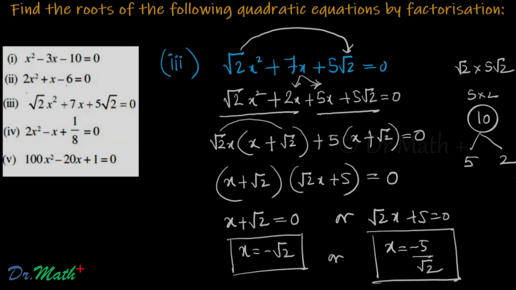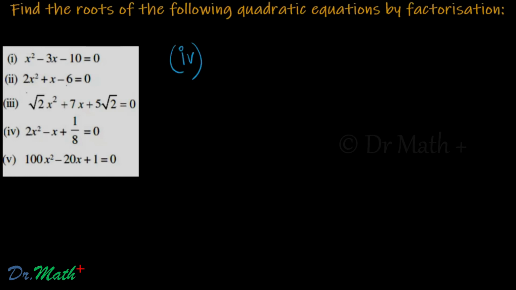So x equals minus root 2 or x equals minus 5 by root 2 are two roots of the quadratic equation. Let's look at the fourth question. 2x square minus x plus 1 by 8 equals 0. This is a bit different problem because we have a fraction there. Let me show you how to deal with fractions. So in the denominator we have 8. So let's multiply throughout the equation by 8 and see what happens.